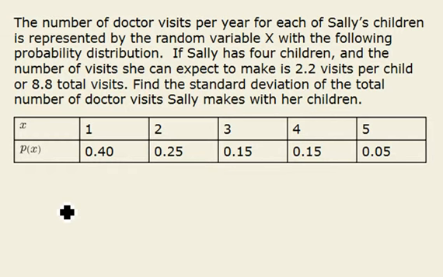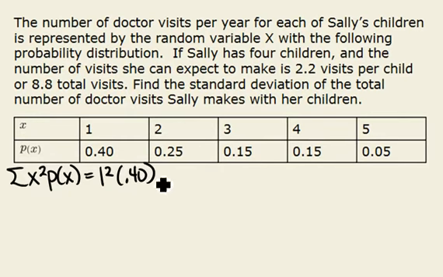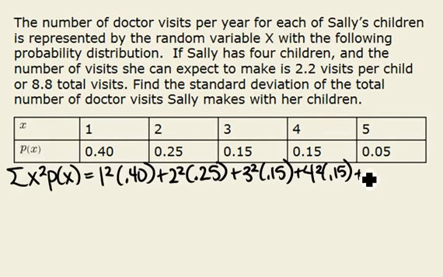Now you could find that expected value of 2.2 by going through the table and multiplying every x times its probability and adding them all together. Since we know that value, we can find the standard deviation for one child, so just the standard deviation of x, by summing up our x's squared times their probabilities to start with. So we'll get 1 squared times 0.4 plus 2 squared times 0.25 plus 3 squared times 0.15 plus 4 squared times 0.15 plus 5 squared times 0.05. And this will give you 6.4.